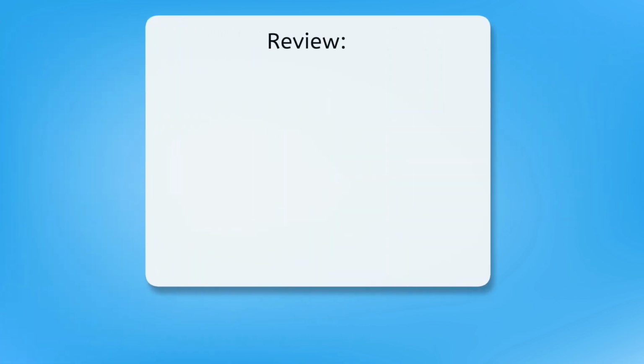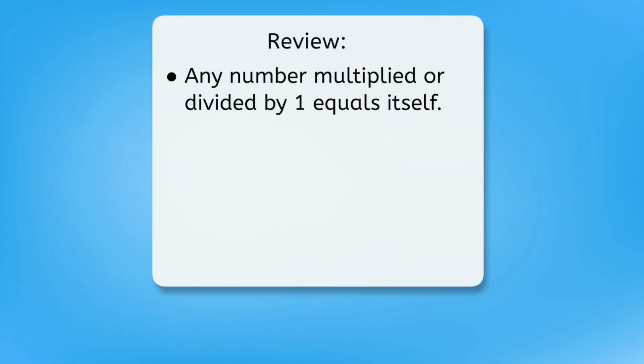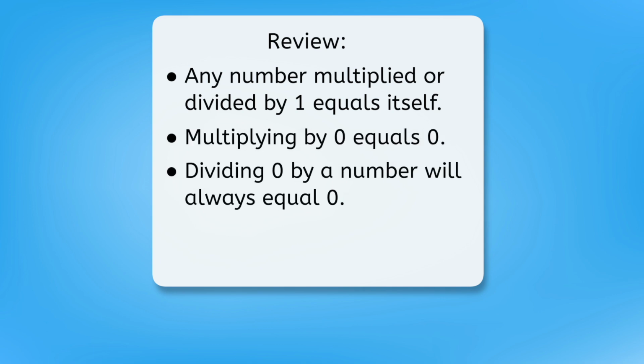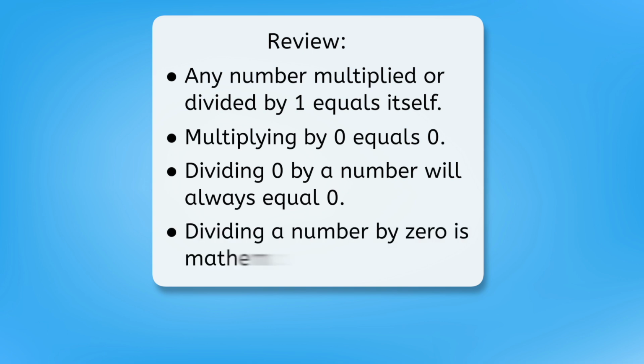So, what did we learn today, besides the fact that we're all winners with our math facts? Well, now you know that any number multiplied or divided by 1 equals itself. Multiplying by 0 always equals 0, and dividing 0 by a number will also always equal 0, while dividing a number by 0 is mathematically impossible.